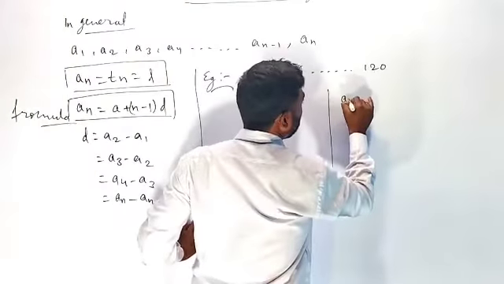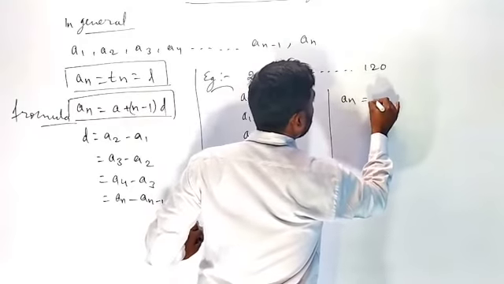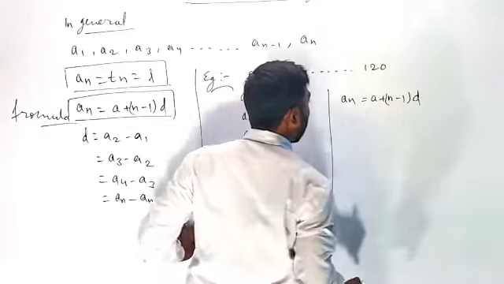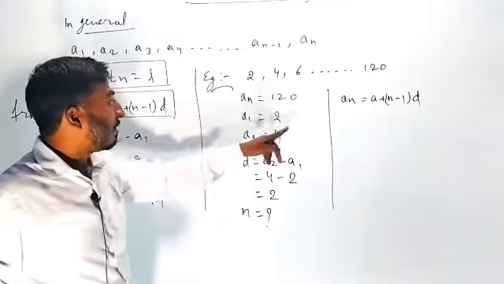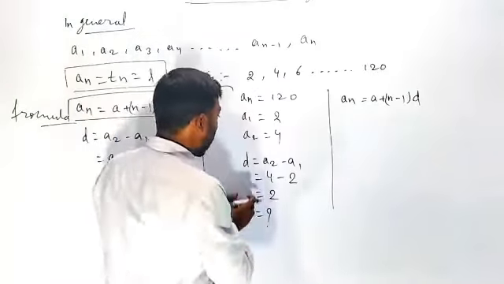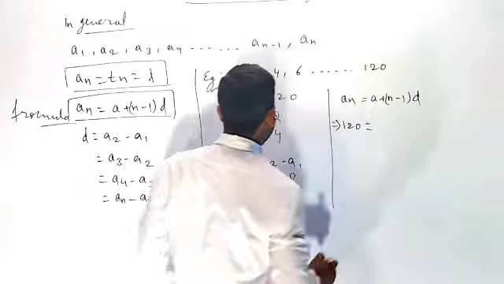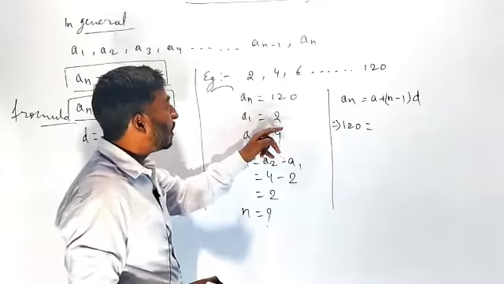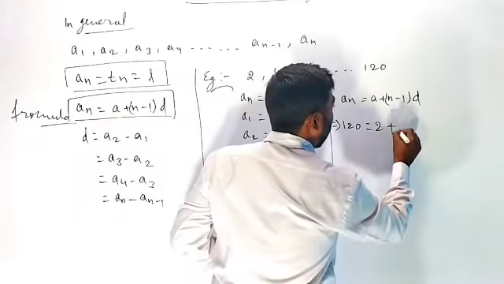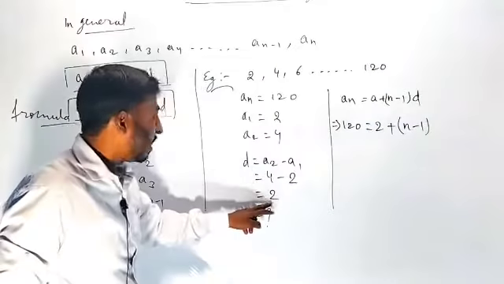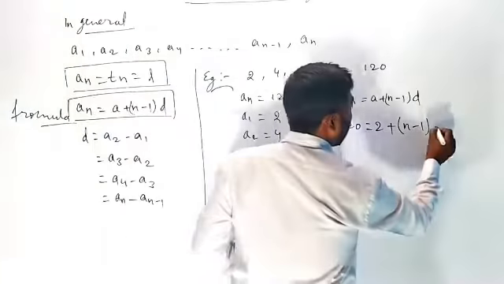an is equal to a plus (n minus 1) into d. Then you can put the values in this formula. Here an is 120, and a, what is a? The value of a is 2. Then put n minus 1, and you found d is 2, then put 2.